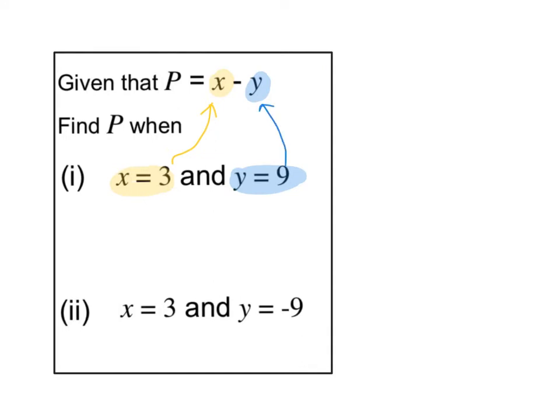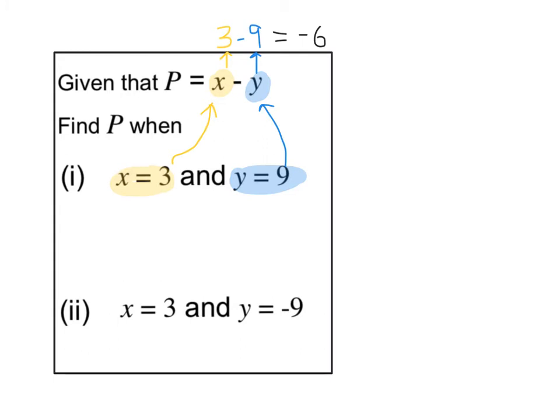So let's rewrite that out. X is 3 and y is 9. So it's 3 take away 9, which is going to be -6.